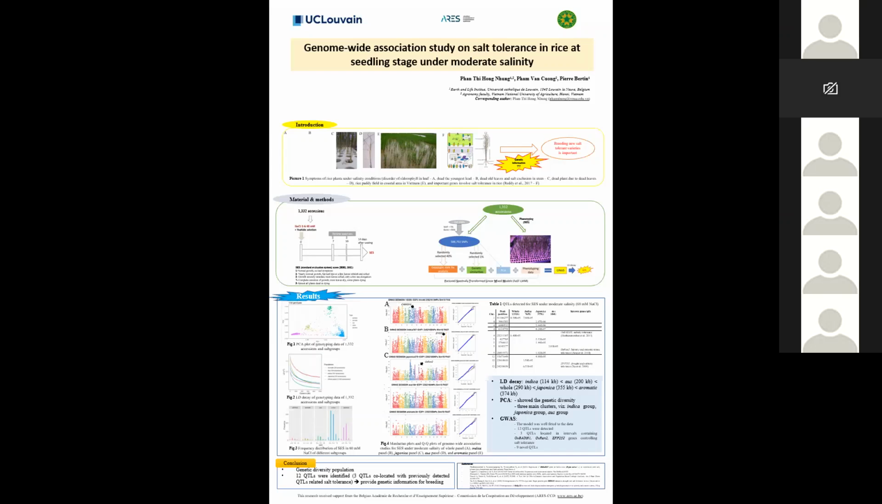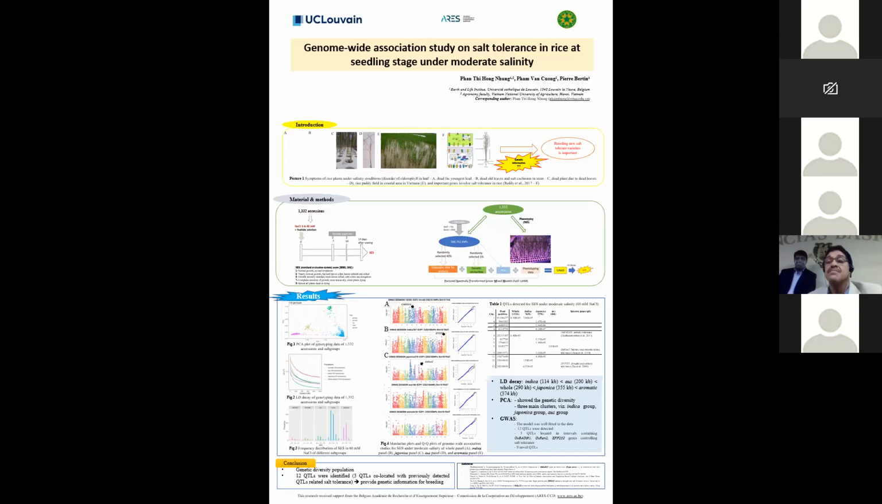And we see the Manhattan plot, and I set the threshold, the log score, to 4. Based on the LD decay, finally I can find 12 QTLs. Among them, we have 3 QTLs marked with black arrows that contain genes controlling salt tolerance.